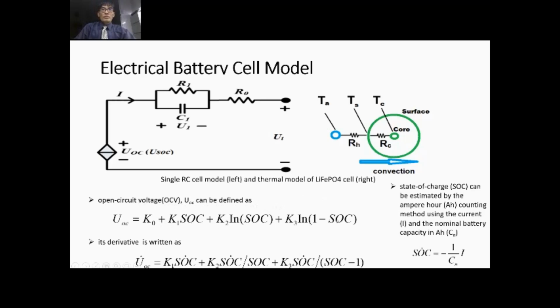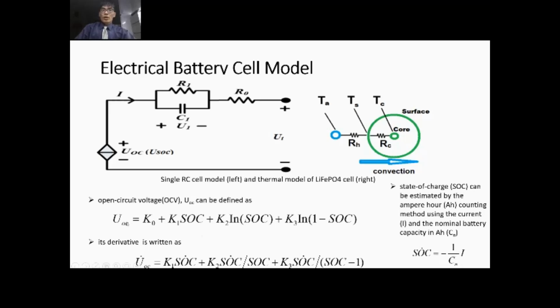So the open circuit voltage, the OCV, or in short UOC, can be defined as follows: K0 plus K1 SOC plus K2 natural log SOC plus K3 natural log of bracket 1 minus SOC. And the SOC here is the state of charge. It can be estimated by using the ampere-hour, AH, counting method, using the current and the nominal battery capacity in AH, which we call Cn. This is how we determine the SOC: SOC dot is equal to minus I over Cn, where Cn is the nominal battery capacity.